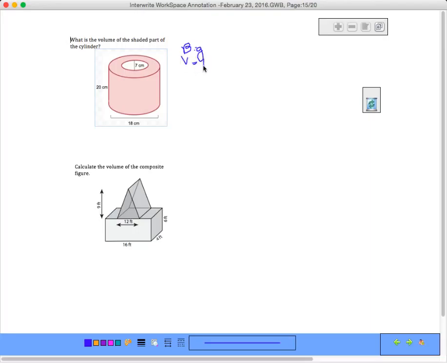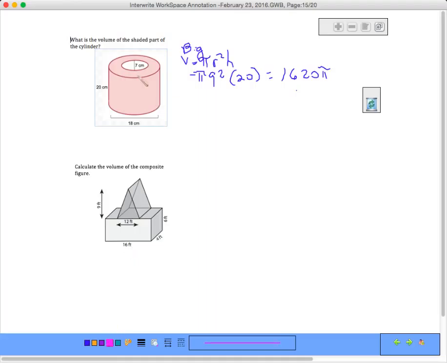the volume, let's say it's pi r squared times the height, which here is pi. My radius for the entire thing, half of 18, is 9. So I say 9 squared times the height, which is 20, which equals 1,620 pi. And I'll leave it like that. It'll just make it easier for us to subtract.